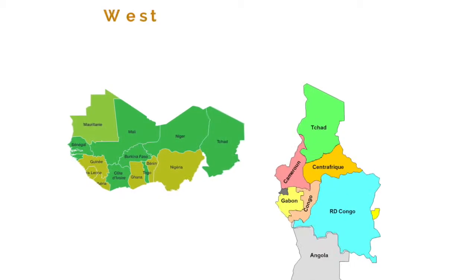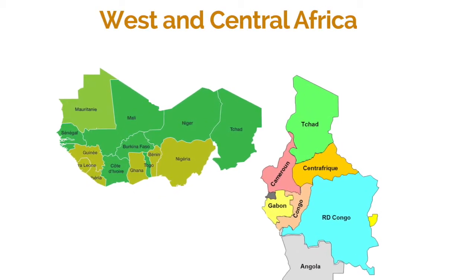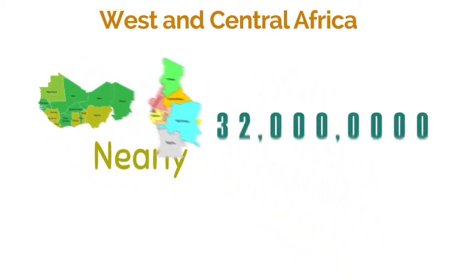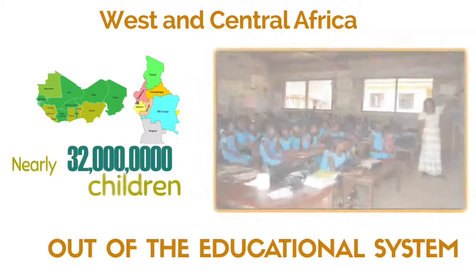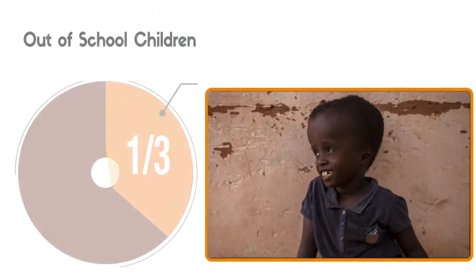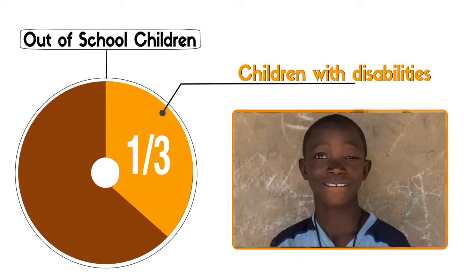The West and Central Africa regions have the largest number of out-of-school children in the world, with nearly 32 million children out of school. It is estimated that one third of these children are disabled.